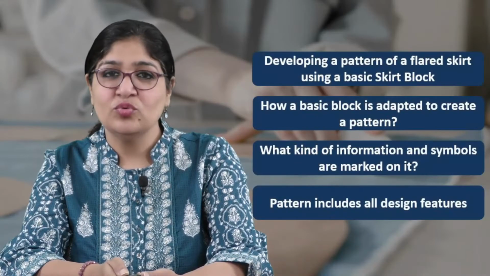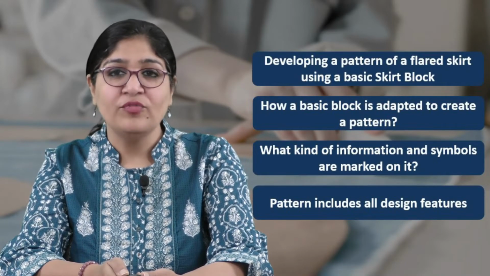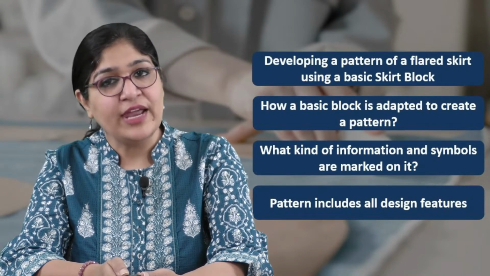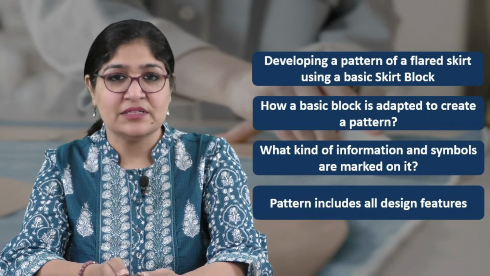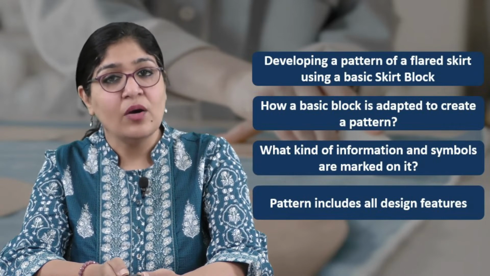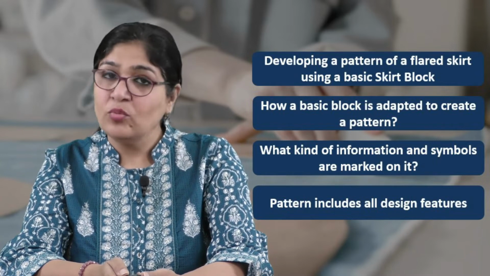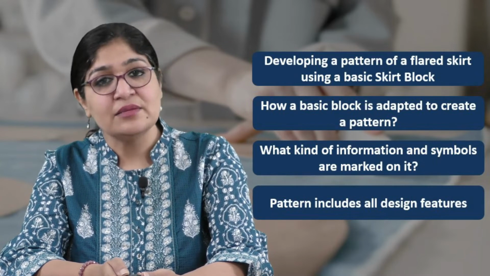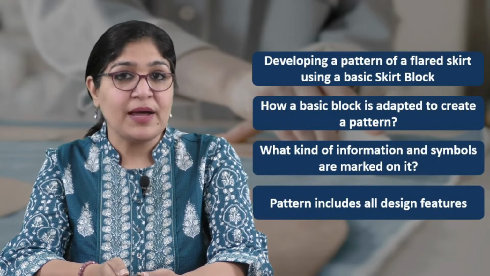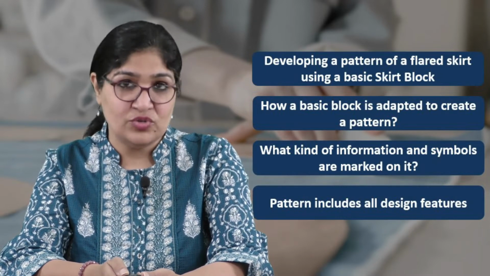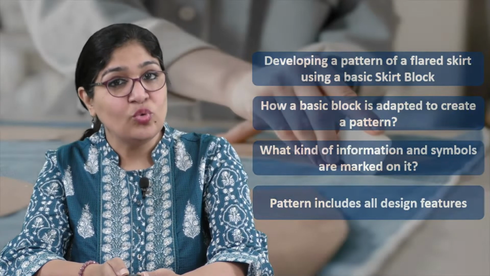Let us now make use of an example of developing a pattern of a flared skirt using a basic skirt block to understand how a basic block is adapted to create a pattern and what kind of information and symbols are marked on it. Since the pattern includes all design features, we must first know about the design features that we want to incorporate in the garment whose pattern we want to develop.